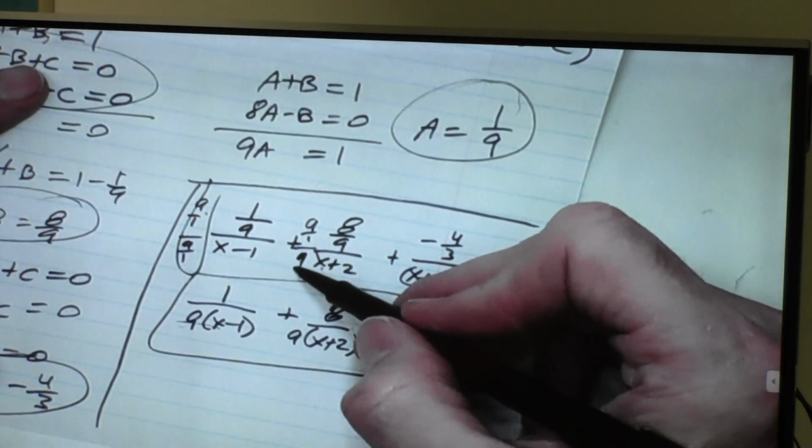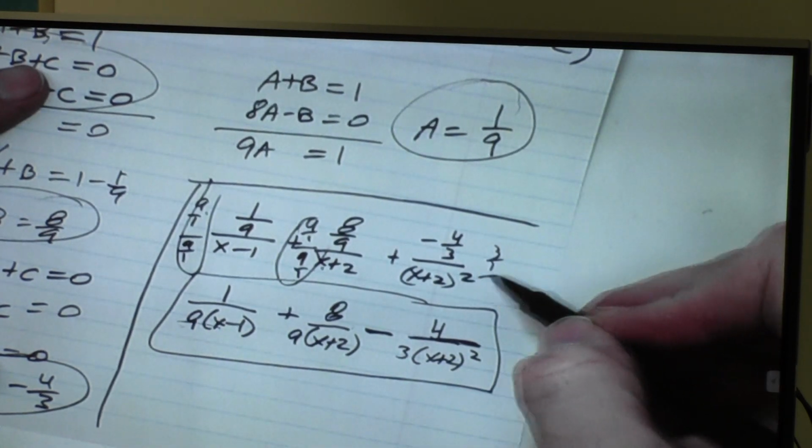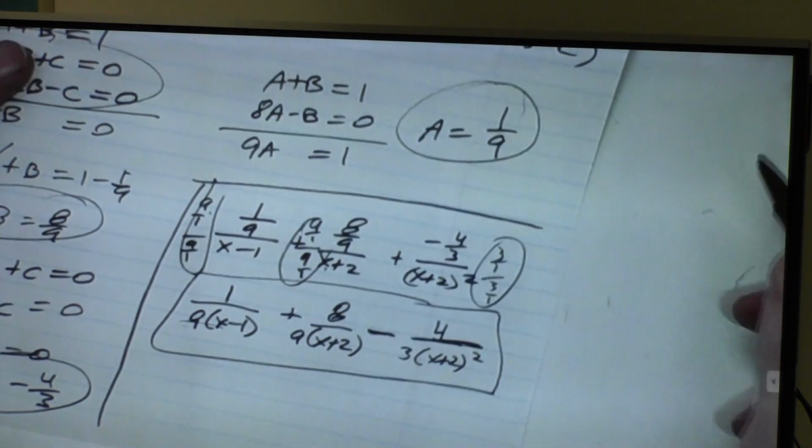Nine over 1, 9 over 1, 3 over 1, 3 over 1. Just 1 over 1 each time.